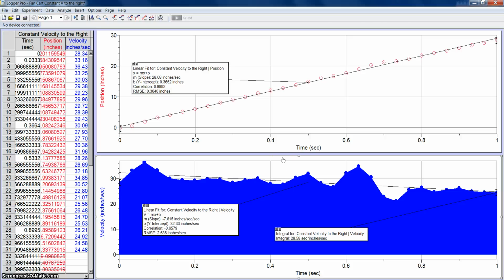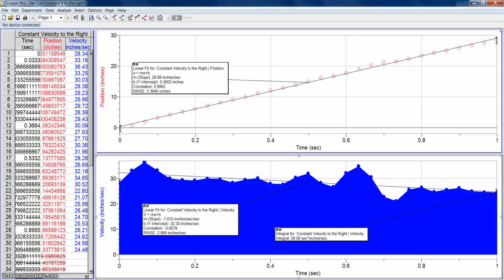Hi, so this is the explanation for the fan cart with a constant velocity to the right, or in a positive direction, otherwise set. We got our two graphs here, our position-time graph and our velocity-time graph. For our position-time graph, we have a linear line that's going up to the right, which is what we wanted because for a constant velocity, we want a linear line. And if it's in a positive direction, we want it going up, which is what we got.